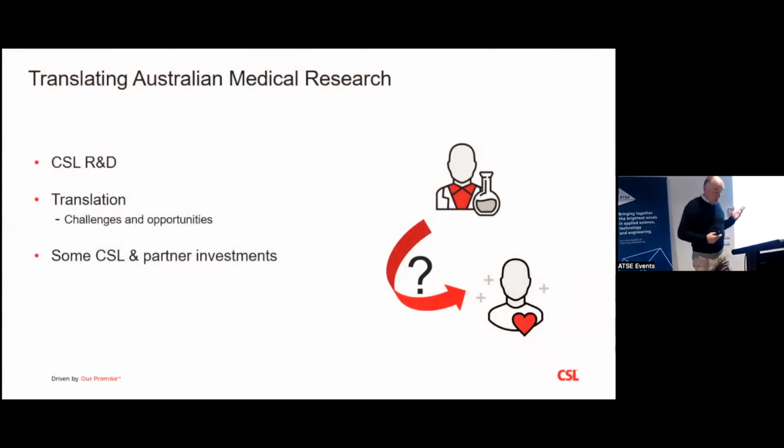So what I'm going to talk about today, you may have to talk a little bit about CSL R&D just to give you some background as to where we're coming from and our interest in this space. But then I'll talk about one of my real passions, and that's the translation of early research through into novel therapies. What are some of the challenges that I've seen over the last 20 or 30 years of research here in Melbourne, and some of the opportunities I think are really moving forward at a rapid pace now.